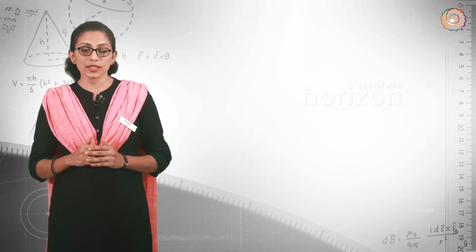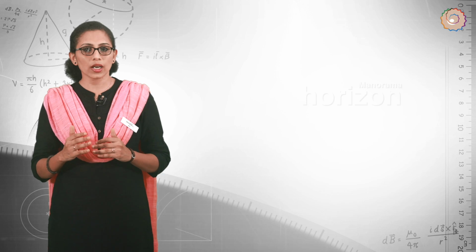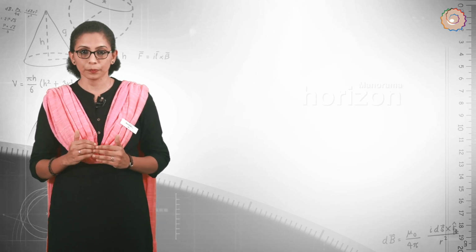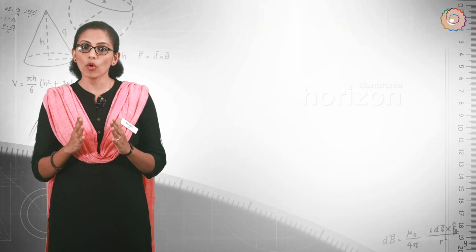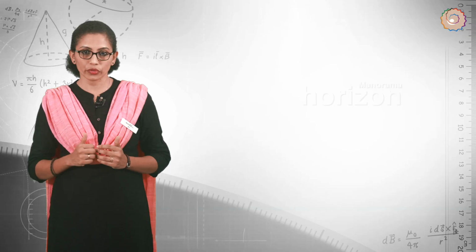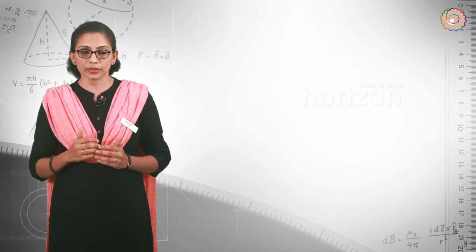Let's now discuss the angle sum property of a quadrilateral. Like triangles, quadrilaterals also have an angle sum property. In triangles, the sum of all angles is 180 degrees. Let's see the case of quadrilaterals. Angle sum property of a quadrilateral.